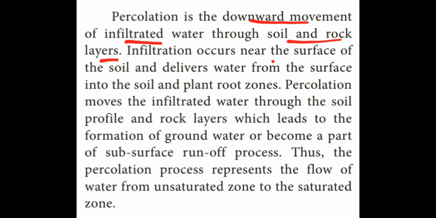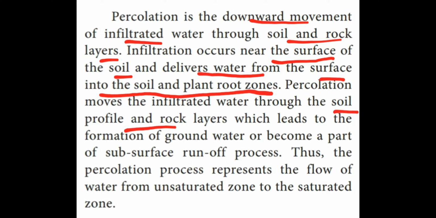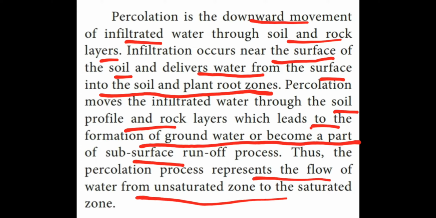Infiltration occurs near the surface of soil and delivers water from the surface into the soil and plant root zones. Percolation moves the infiltrated water through the soil profile and rock layers, which leads to the formation of groundwater or becomes a part of subsurface runoff process. Thus, the percolation process represents the flow of water from unsaturated zone to the saturated zone.